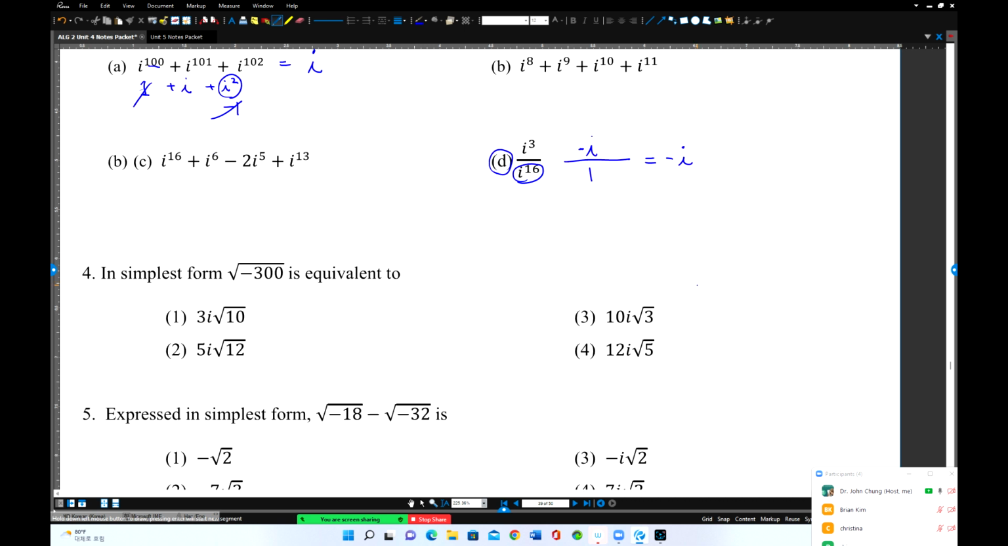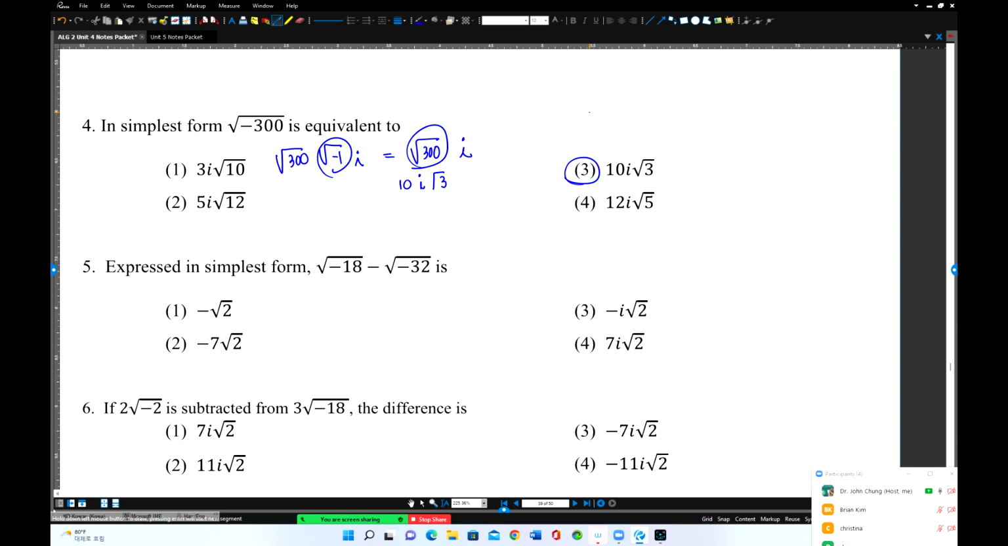Alright, number 4. The square root of negative 300. This is i. So this is actually equal to what? The square root of 300, i. I'm separating anyway. What is this one? 100 times 3, right? The square root of 100 is 10, isn't it? This is 10 root 3, i. But this is an irrational number. We're going to put the i between these two numbers. 10, i, root 3. Is it okay? So we already have 10 root 3 over here.